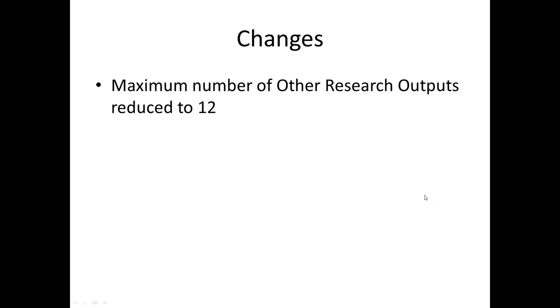So to look at some of the relevant changes to EPs, we do have the maximum number of other research outputs. This was reduced from 30 down to 12, and that was a Cabinet decision. So all we've done here is simply make that change.